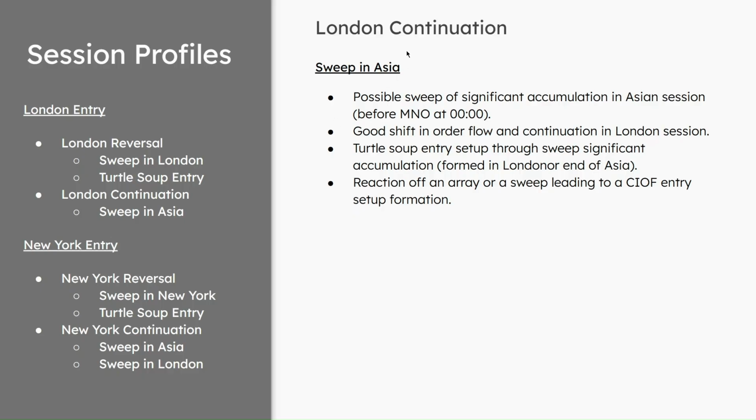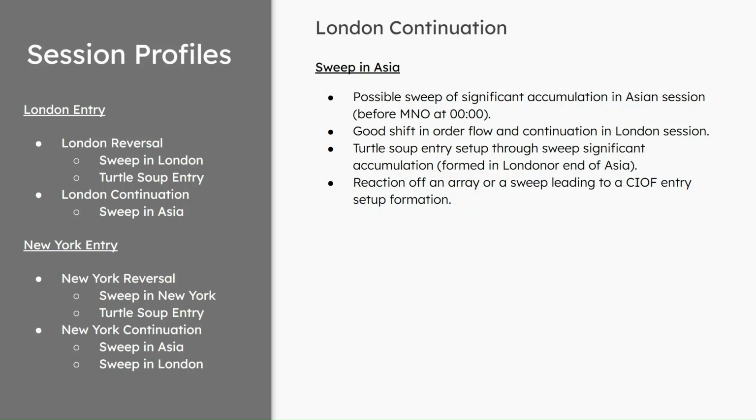So here we have the London continuation narrative, and the only case that we look at through which the London continuation narrative plays out is through a sweep in the Asian session. So we are looking for a possible sweep of significant accumulation in Asian session, which is before the midnight open, which happens at 0000 Eastern Standard Time. We need to see a good shift in order flow and continuation moving towards the London session.